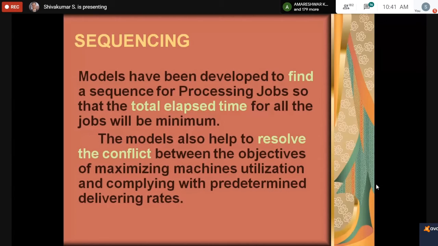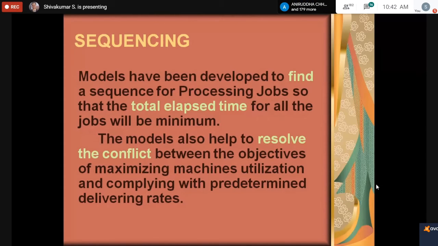So this sequencing field consists of finding a sequence for processing jobs so that the total elapsed time for all the jobs will be minimum. The models also help to resolve the conflict between the objectives of maximizing machine utilization and complying with the predetermined delivery dates. Okay, that's about sequencing. Of course, we will have a detailed discussion when we start unit number 4. That's all for right now.